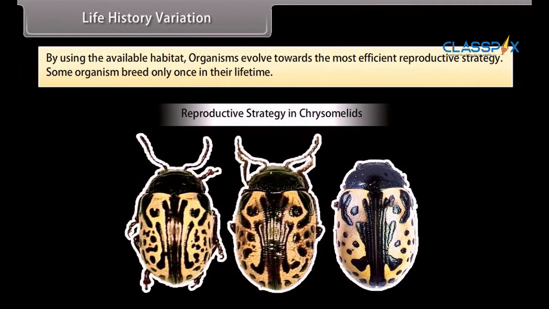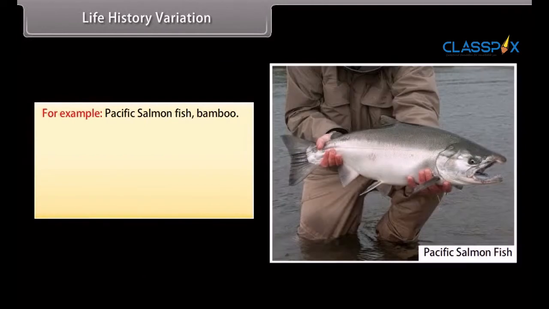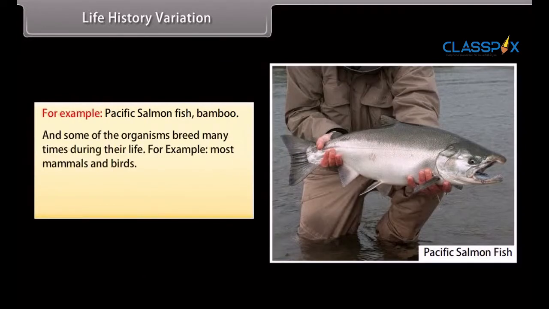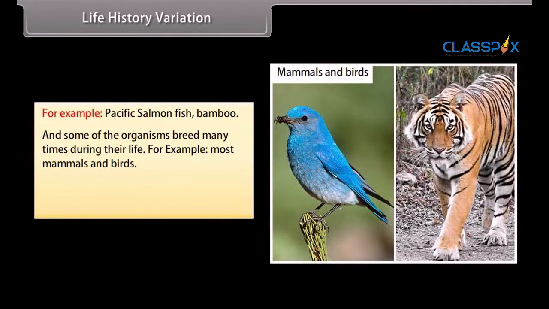Life history variation. By using the available habitat, organisms evolve towards the most efficient reproductive strategy. Some organisms breed only once in their lifetime, for example, Pacific salmon fish and bamboo. And some organisms breed many times during their life, for example, most mammals and birds. The evolution of organisms depends upon biotic and abiotic factors.